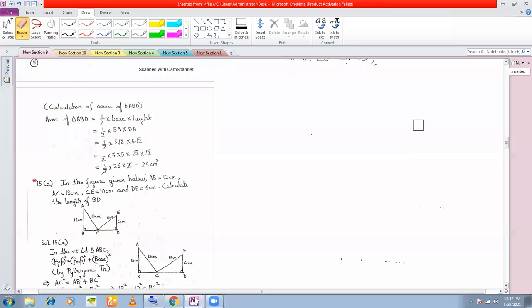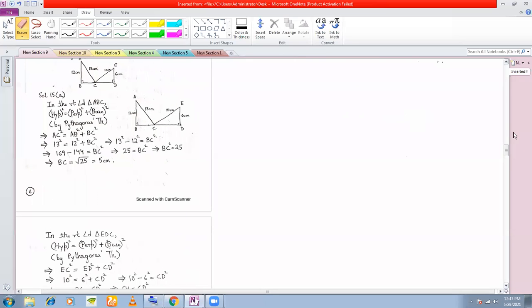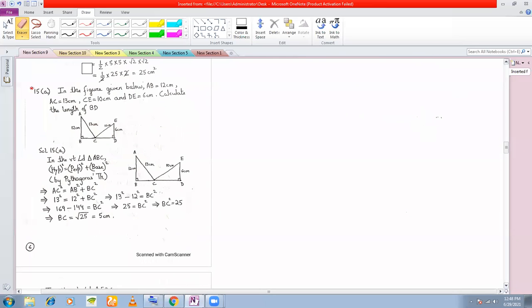15A. The question here is, the figure is also given to you here. In the figure given below, AB is equal to 12 centimeter, AC is equal to 13 centimeter, CE and DE are also given as 10 and 6 centimeter. Calculate the length of BD. So let's draw the figure first.